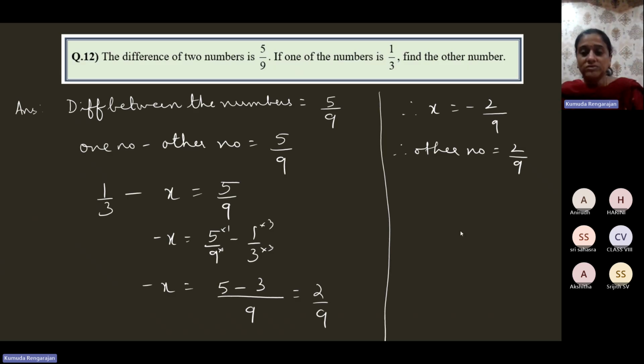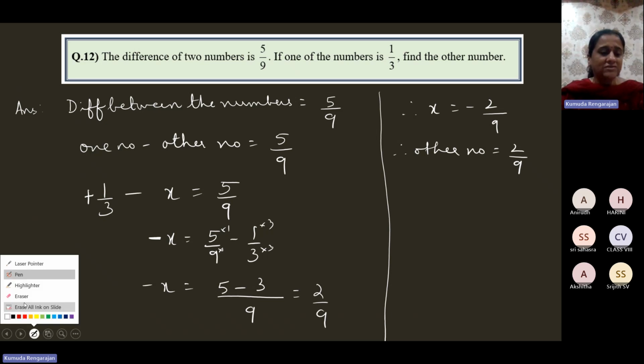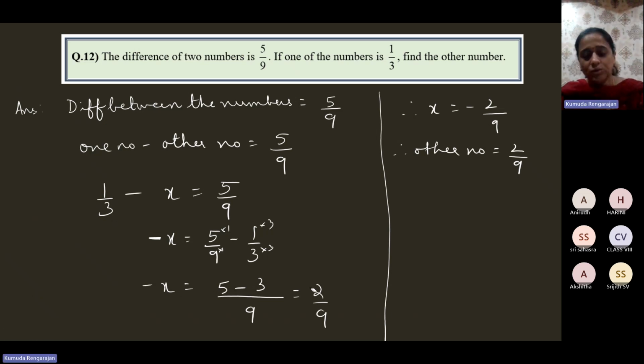Don't get confused. Because it's given that one of the numbers is 1 by 3, it can be this number or the other number. If you take the first number as 1 by 3 and the second number as x, then 1 by 3 minus x is equal to 5 by 9. You transpose: minus x is equal to 5 by 9 minus 1 by 3. Taking the LCM, you get 2 by 9. So minus x is 2 by 9, and x is equal to minus 2 by 9.